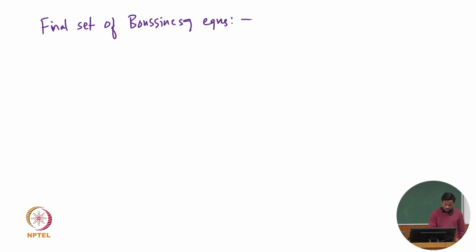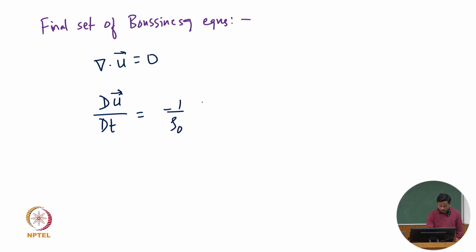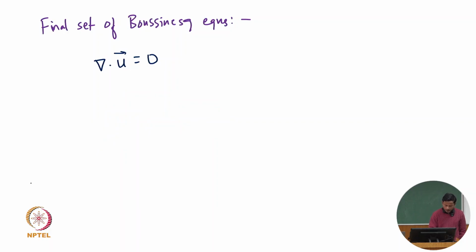So the final set of Boussinesq equations looks something like this. Del dot u equal to 0. This is the conservation of mass. Then del u del t is equal to minus 1 by rho naught. Sorry, I'm trying to write this in component form. So I'm writing individually all three momentum equations.